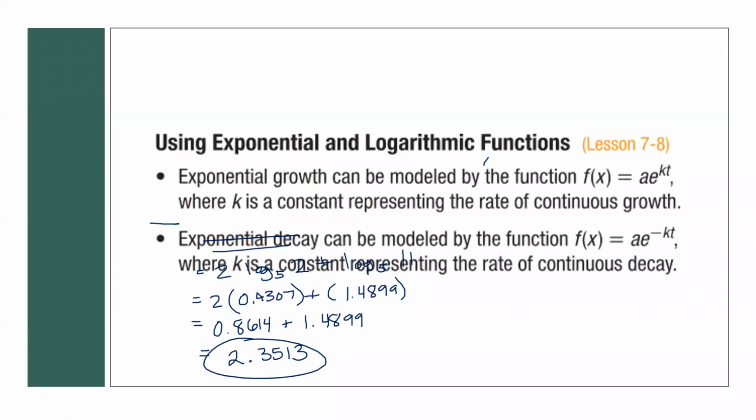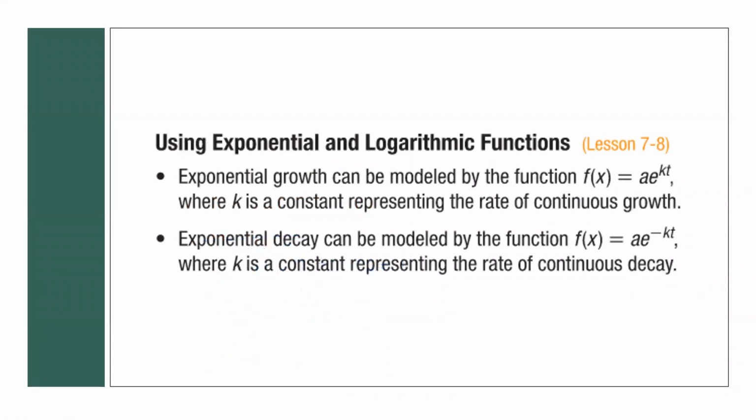All right. So using exponential and logarithmic functions. Okay, so exponential growth can be modeled by the function f of x is equal to a times e to the power of k times t, and k is a constant representing the rate of continuous growth. And then there's exponential decay. The formula is very similar, except you're taking the negative constant and multiplying that by the time. Okay.